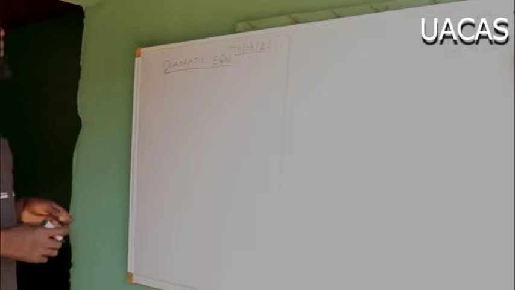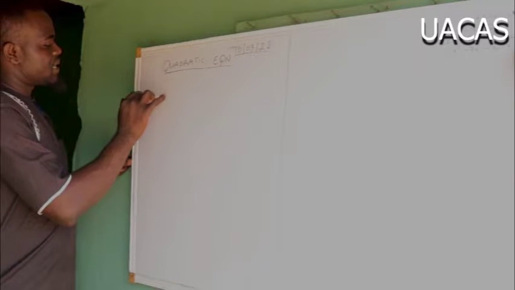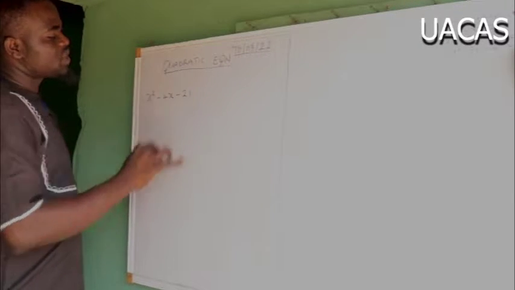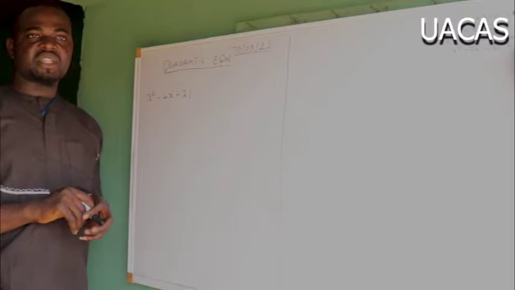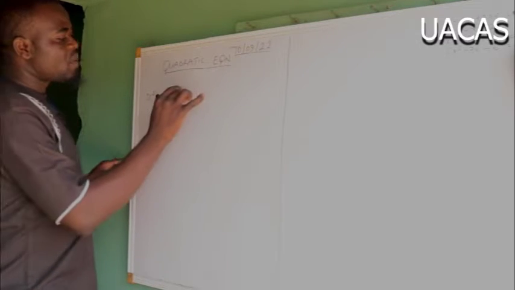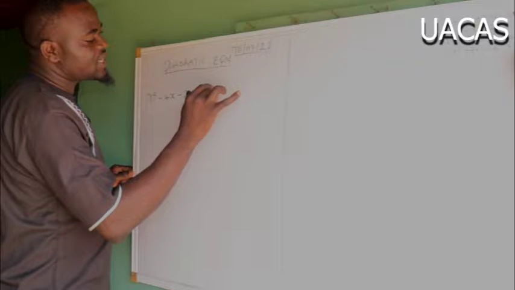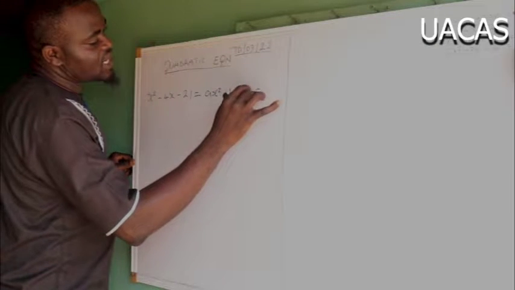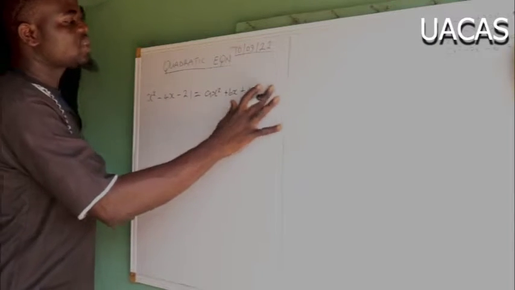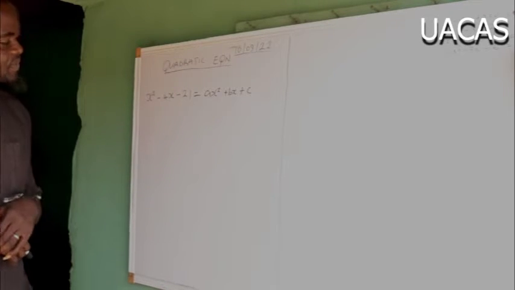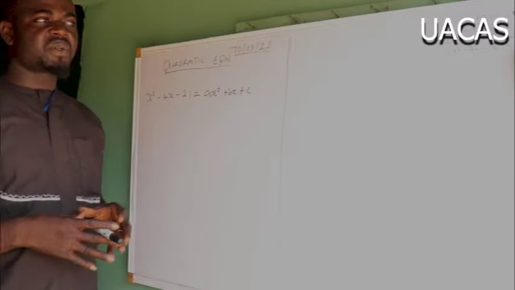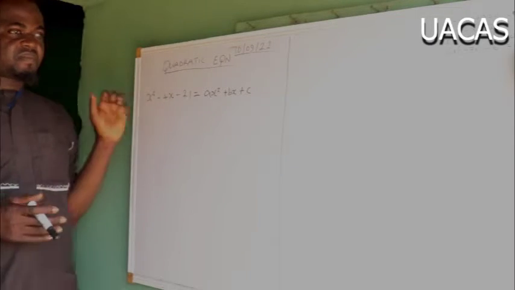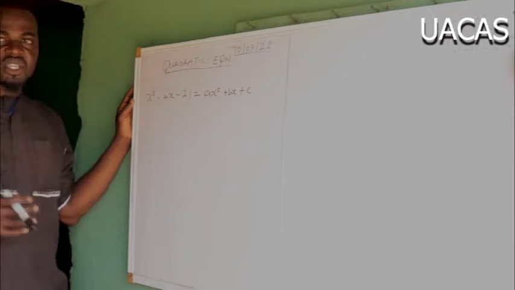For example, if you have x squared minus 4x minus 21, I will not equate it to 0. It's in the form of ax squared plus bx plus c. That is quadratic expression. Now, quadratic expression, just as I told you, is not equated to 0, but quadratic equation is equated to 0.